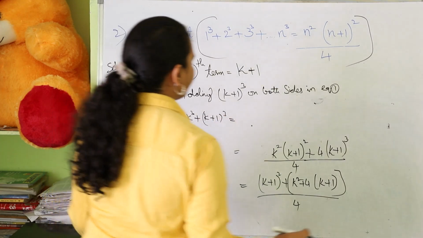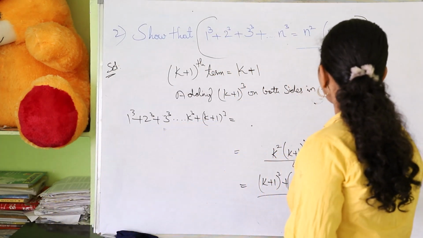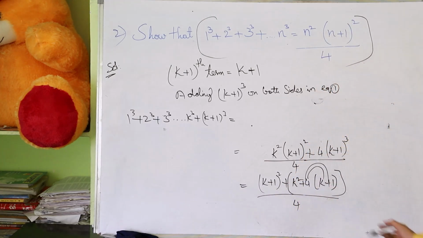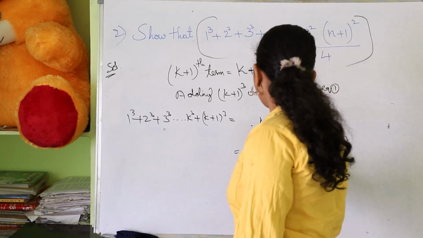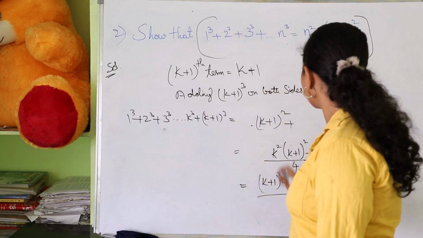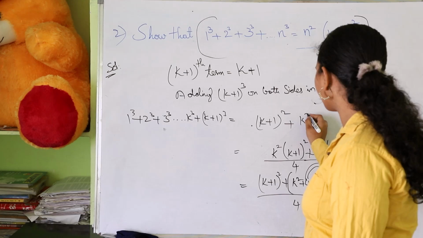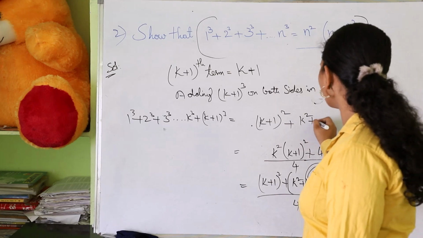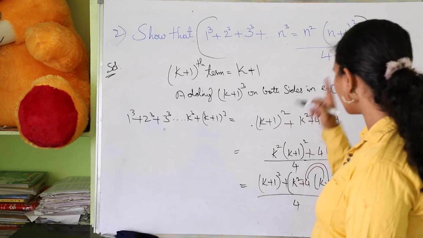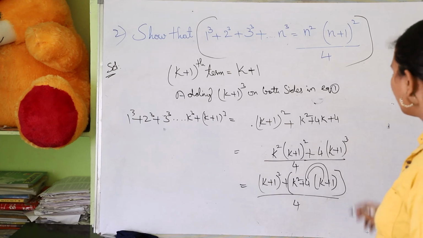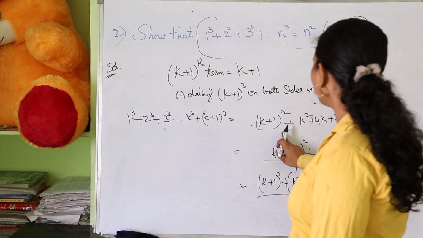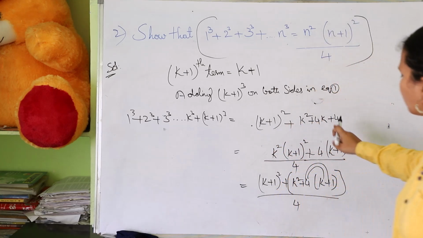Okay, so here guys, the next step goes like this. 4 into k, 4 into 1. So k plus 1 whole square plus k square as it is. Now 4 into k gives plus 4k, right? 4 into 1 gives plus 4. Clear? Plus 4k plus 1. That's all. k plus 1 whole square plus k square plus 4k plus 1.